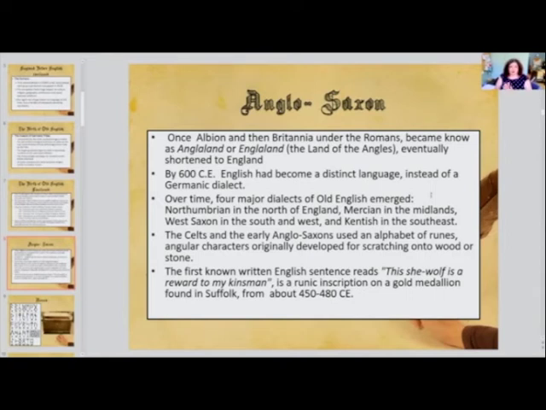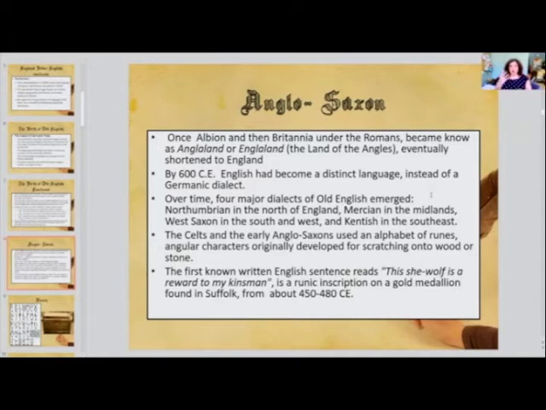So the Anglo-Saxons. So again, you get the dominant Saxon tribe, but the Angles were doing fairly well too. So sometimes you will hear Old English referred to as the Anglo-Saxon language. Once Albion and then Britannia under the Romans became known as Angoland or Ingolaland, that was eventually shortened to England for obvious reasons. By 600 CE, English had become a very distinct language that was separate from German dialects.